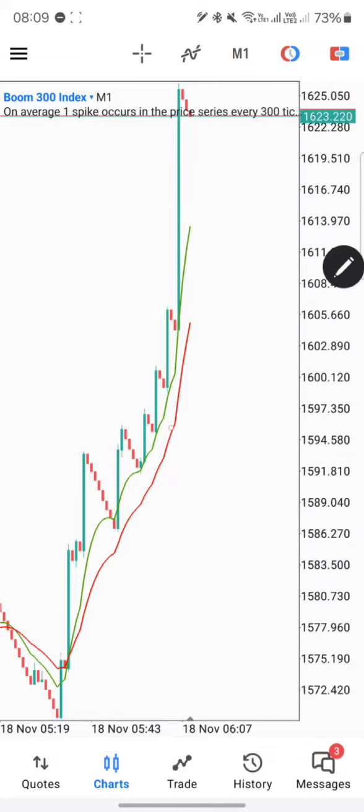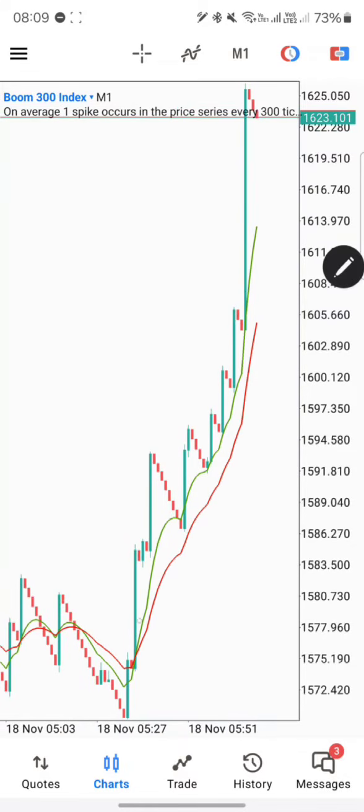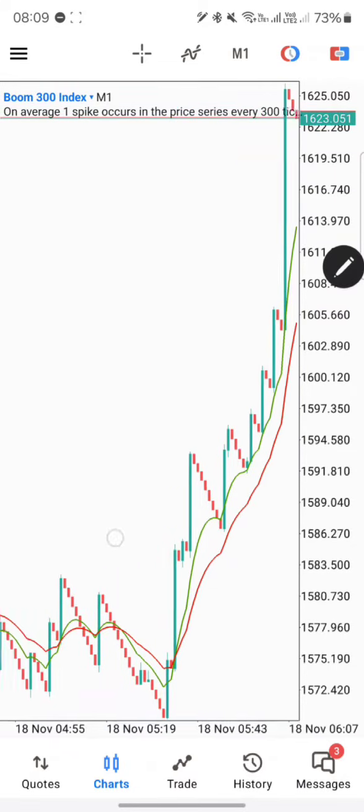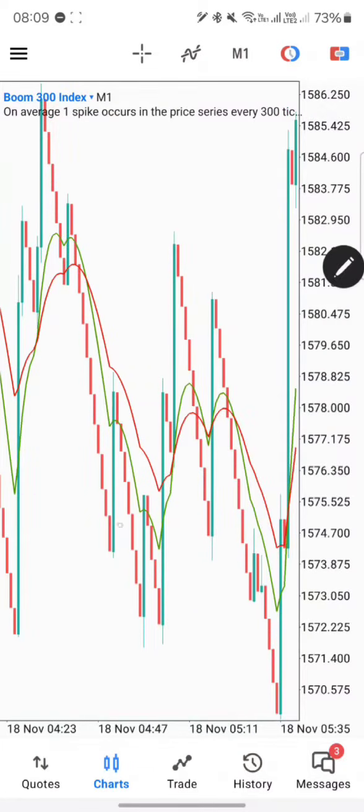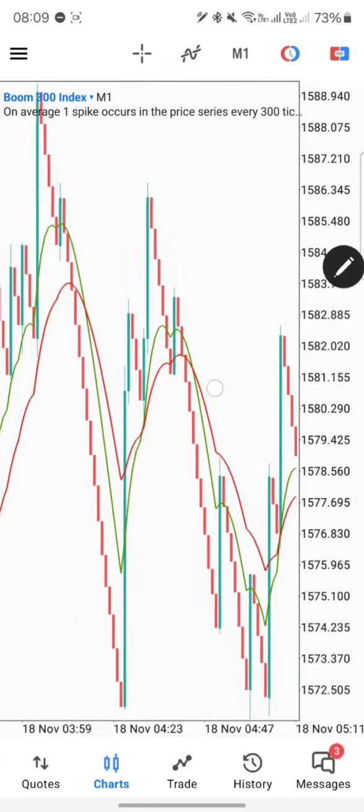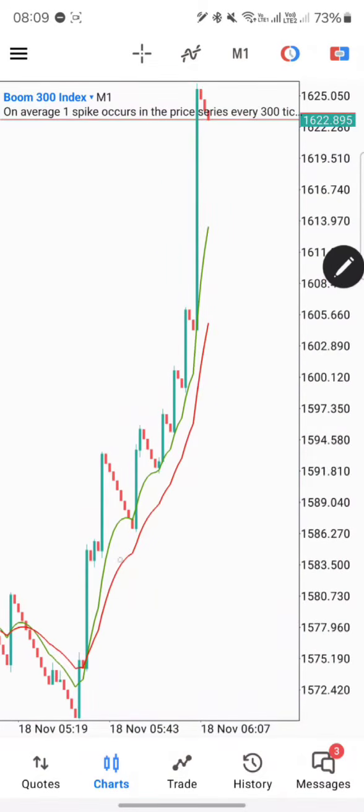That would have been a sniper. Would have missed that. That would have been a sniper. That would have been a sniper. That would have been a loss. That would have been a win. That would have been a loss there. This here, entered there, would have caught that spike. So it's as easy as that. You just watch when the moving average crosses through the candle, the tick, the small little candle, you go ahead and you take a trade.